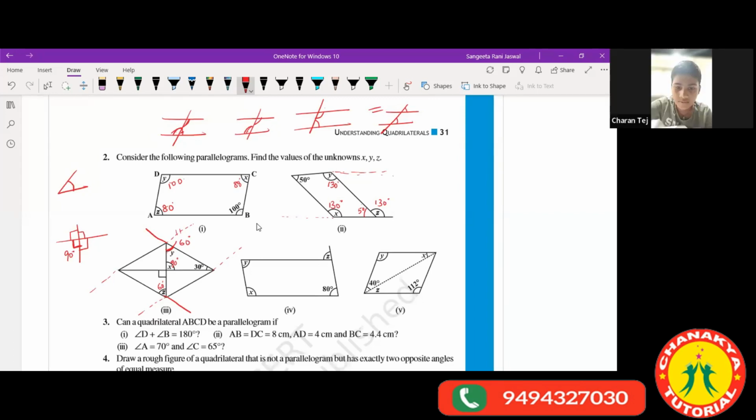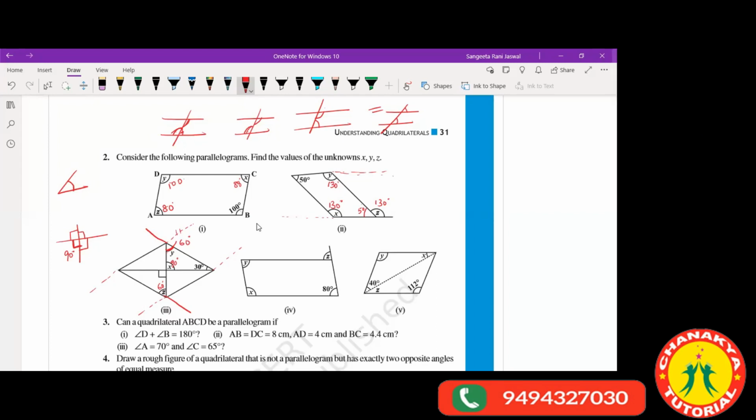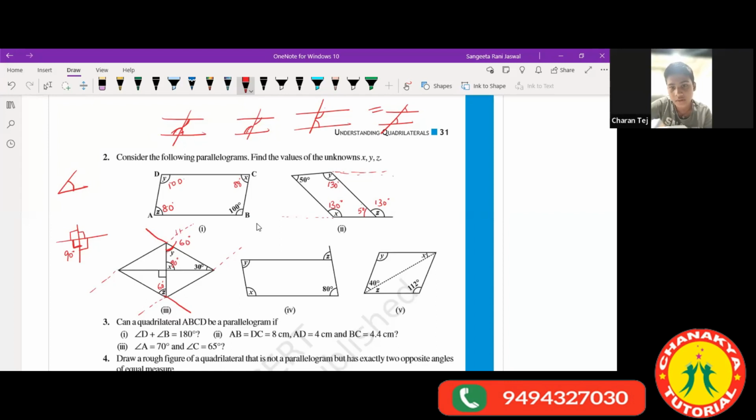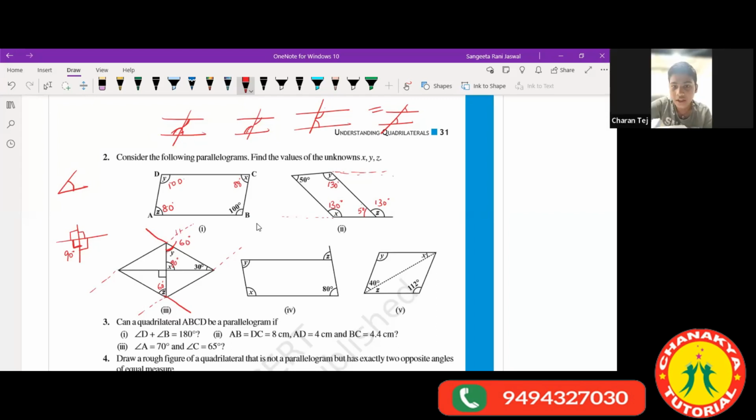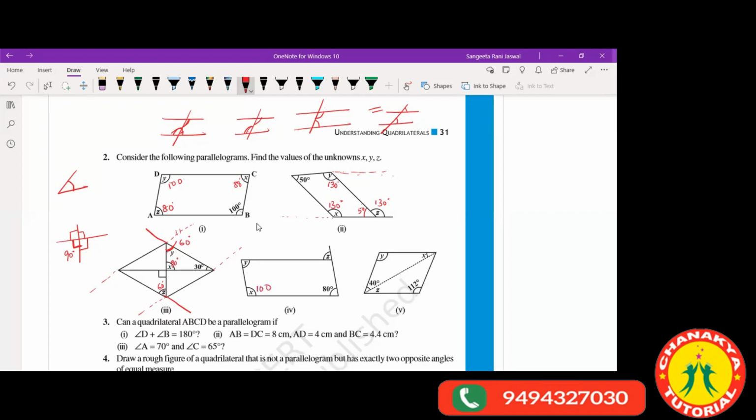Ma'am, in the fourth one, X will be 100 and Y will be 80. In the second bit, the fourth one. X will be 100. Very good. Y will be 80 because they are opposite, no? And the same way, if you extend this line, the angle made by this transversal, these two are parallel sides, so these are alternate interior angles. If this is 80, then this angle will also be 80.